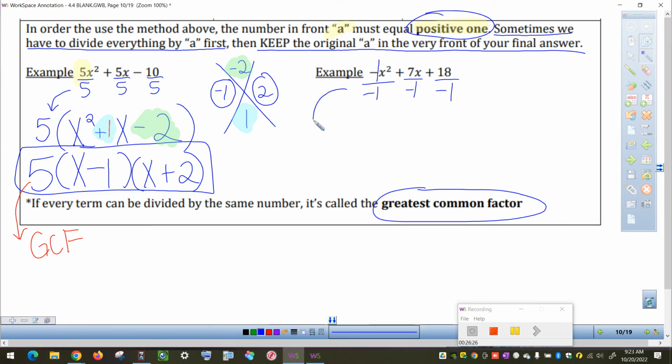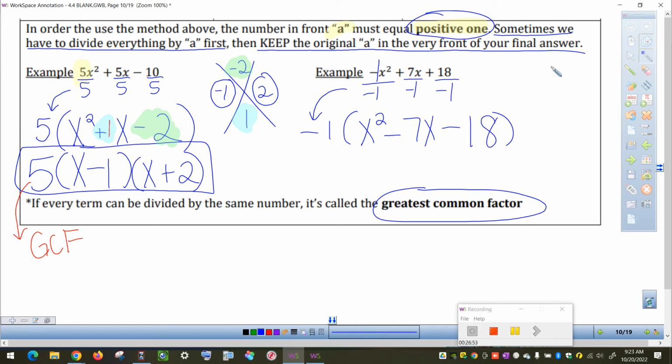Now that -1 is the greatest common factor. Greatest common factor is always written out here at the very front. What's -x squared divided by -1? And then what's 7x divided by -1? And how about 18 divided by -1?